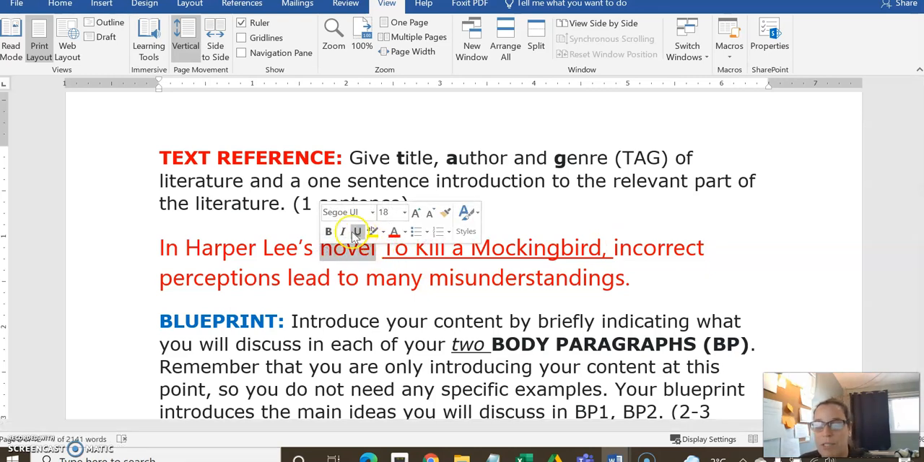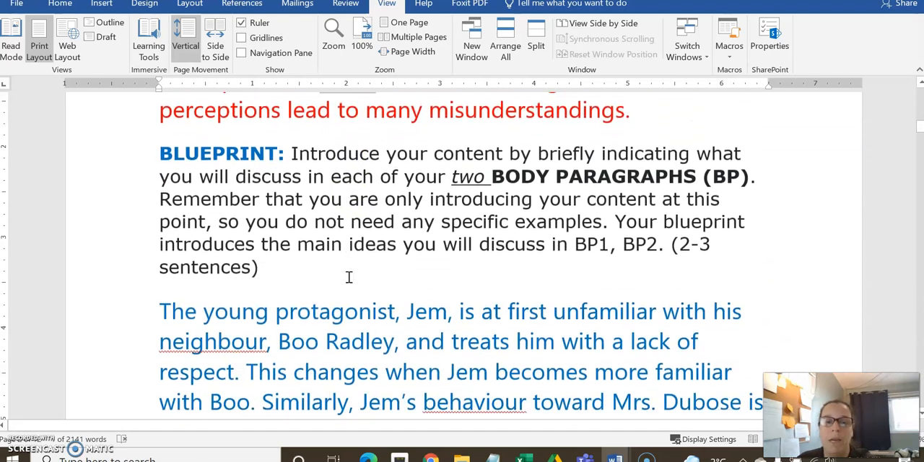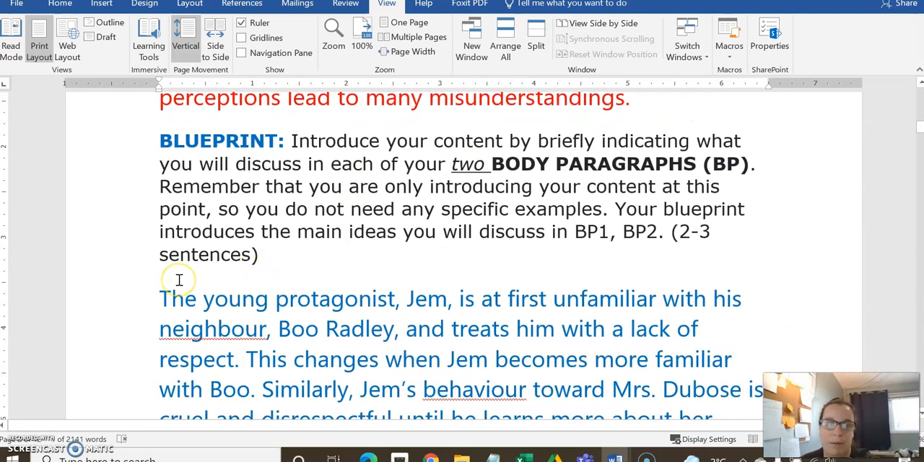If it was a short story, you would say short story. The next part of the intro is the blueprint. This is where you're going to quickly introduce what you're going to be discussing in the next 2 paragraphs. So you're just introducing only content at this point, okay?